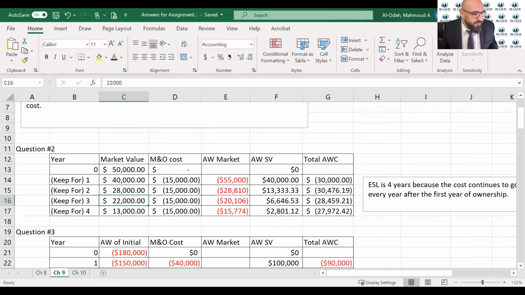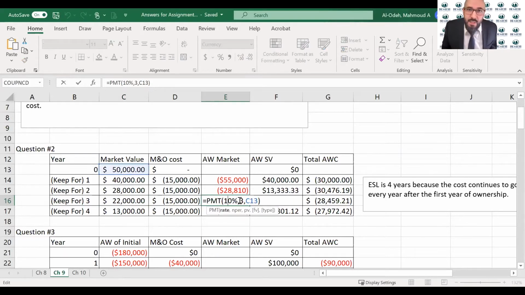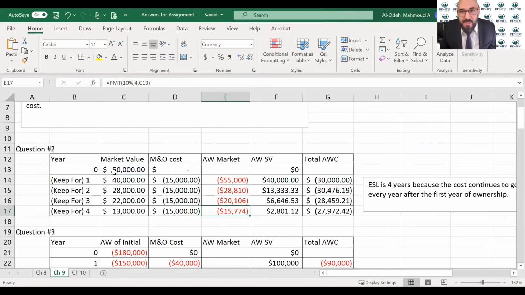So what we need to do, we need to convert, again, 3 values. One is the initial cost, which is the 50,000 here. Second is the salvage value based on the year that we're going to replace it. So for here, we're going to replace it after 3 years. The maintenance and operational cost is going to be 15,000. So let's do that. What is the annual worth of the market value if we're going to keep this asset for 3 years? PMT 10%. We're going to keep it for 3 years, and the parameter for PV would be the 50,000. That would be equivalent to 20,106.